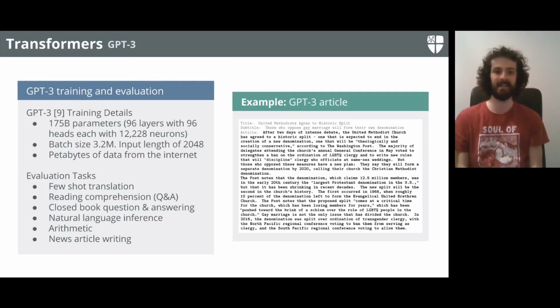96 layers, 96 heads, tons of neurons, and interestingly, huge batch sizes, 3.2 million batch sizes. That must be a lot of where it's coming from, the training process. They have really small learning rates, but huge batch sizes. And interestingly as well, input lengths of only 2048, not that big, and that kind of explains why they don't actually do that well on really long sequences.